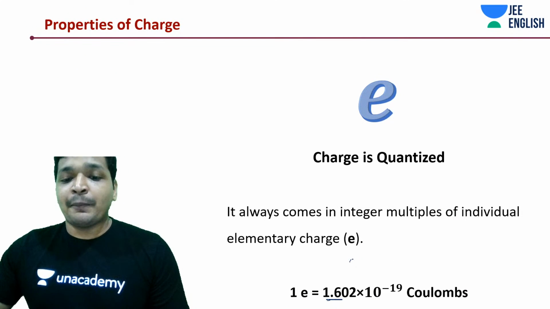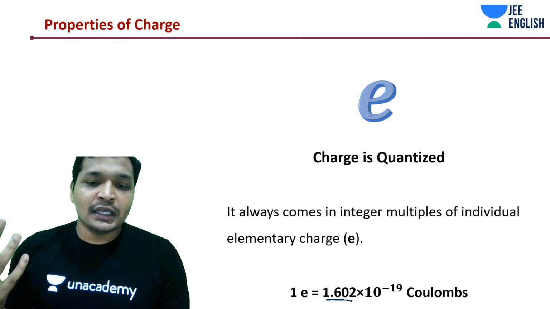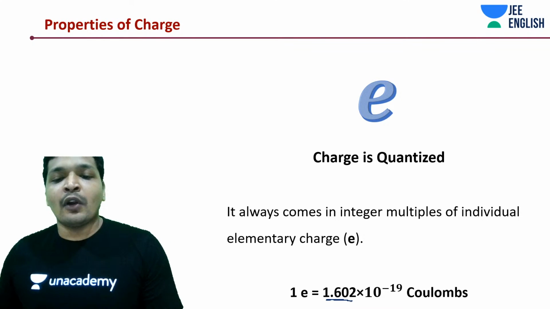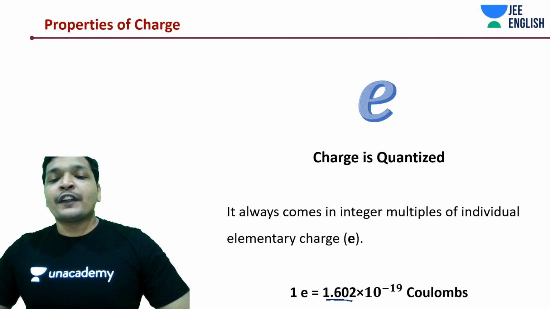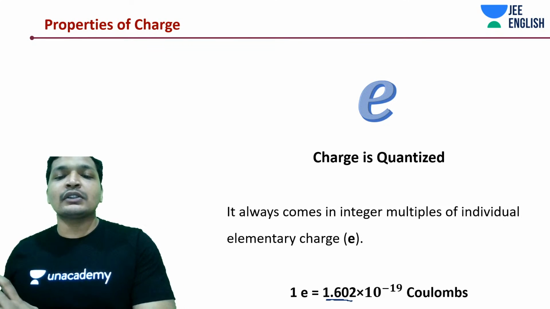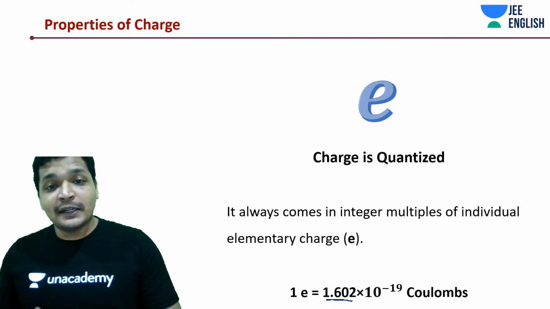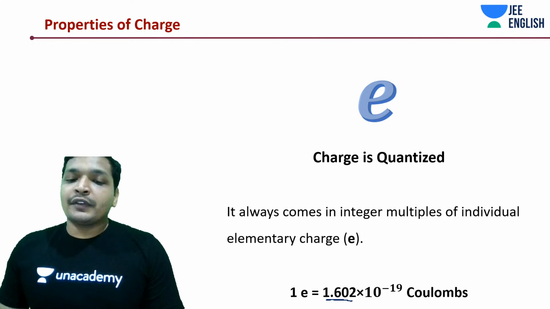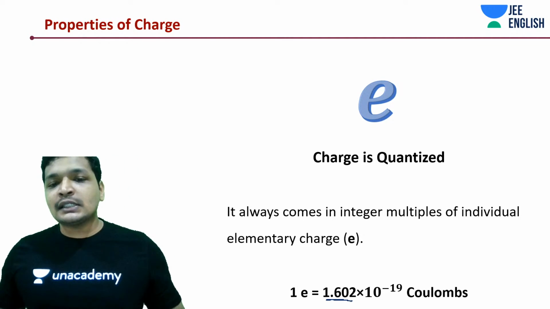So this is an approximation, but to give you a gist of things, what I'm saying is everything should be a multiple of 1.6 into 10 to the power minus 19 coulombs. If it's not a multiple of 1.6 into 10 to the power minus 19 coulombs, then something has gone wrong in a past experiment, or in whatever kind of problem is given to you. So the thing is, charge is quantized.